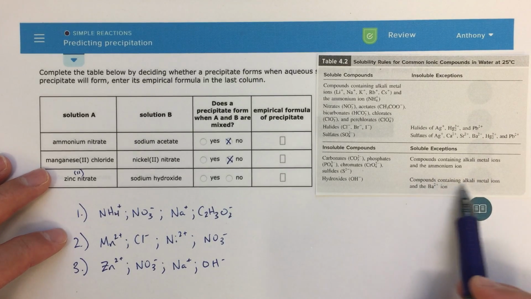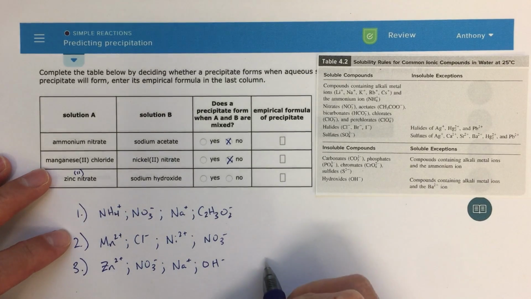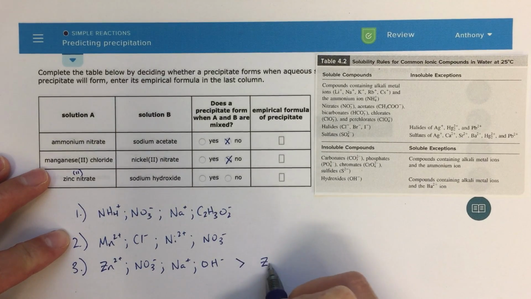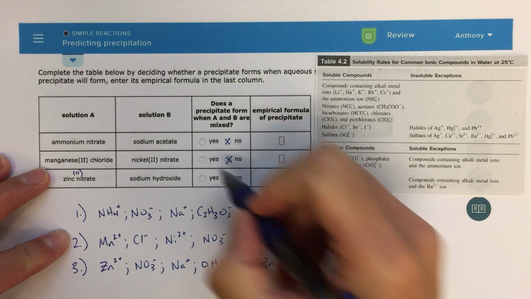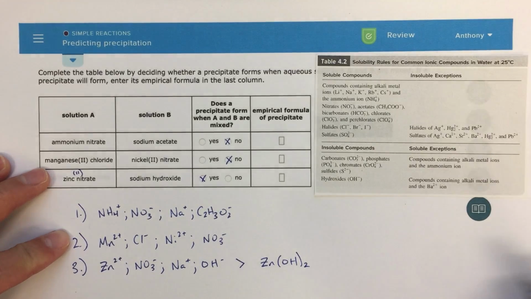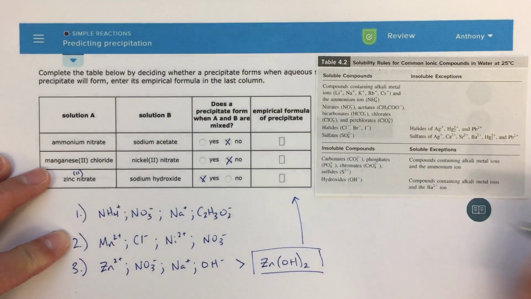The exceptions are going to be group 1 alkali metal ions, that's group 1, and barium 2+. So zinc hydroxide is going to be a precipitate in this case. So we'd say yes. This would be my empirical formula that I would plug in right there.